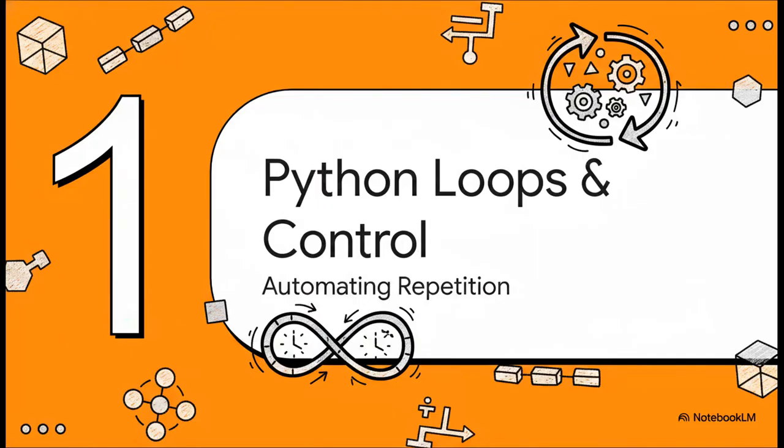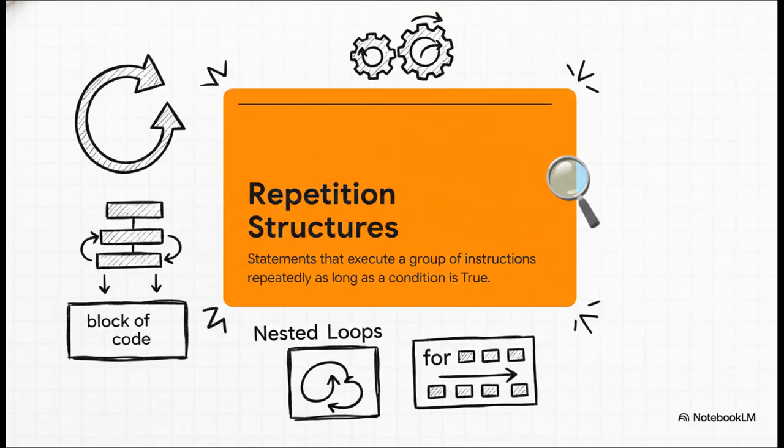Okay, let's dive into our very first foundational concept, Python loops and control. This is all about the power of automating repetition. At their core, loops are basically the ultimate solution to the headache of writing the exact same line of code over and over again. Instead of standard sequential programming, where one line runs right after another, repetition control structures actually allow a block of code to repeat itself. In Python, we primarily use two types of loops to pull this off, the while loop and the for loop. Oh, and you can even nest these loops inside one another, which gets really powerful.